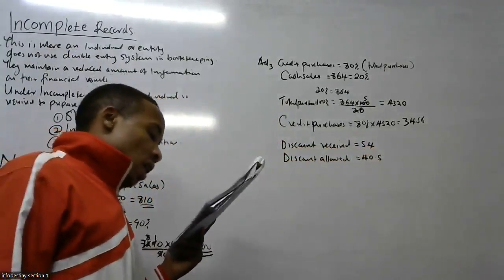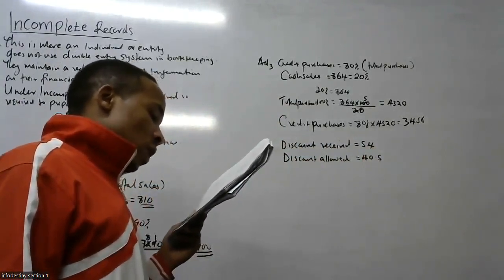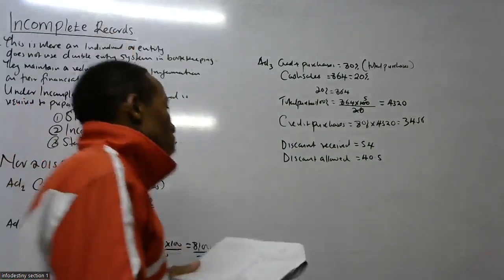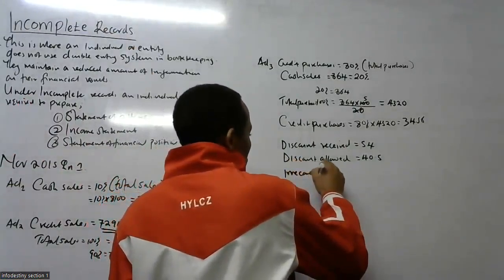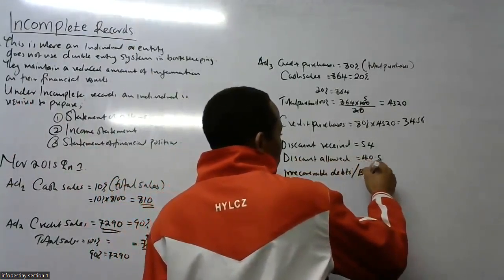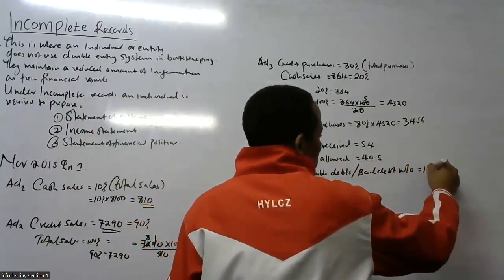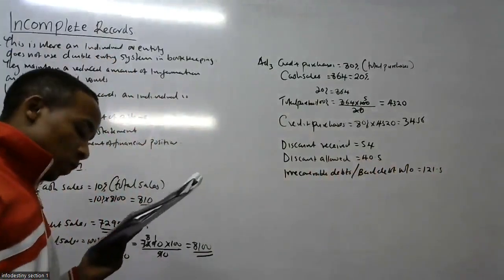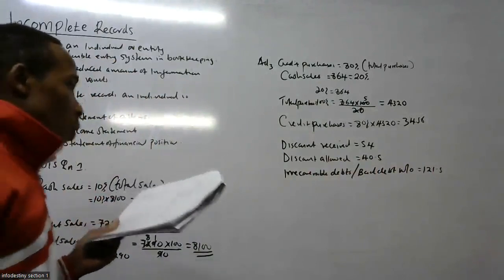Then we have number 6, outstanding debts of 121,500 proved irrecoverable and were written off. Those are bad debts, irrecoverable debts, or the bad debts written off. That's 121.5.